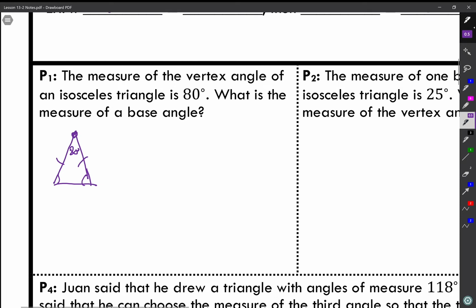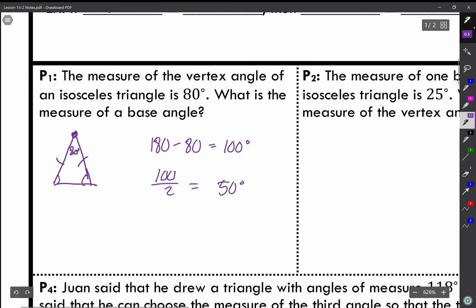So to find these two base angles, I can take 180 minus my vertex angle, because we know the three angles in a triangle add up to 180. This is 100 degrees. So these two base angles will add up to 100 degrees. Since they're equal, we can take 100 divided by 2, and each base angle is equal to 50 degrees.